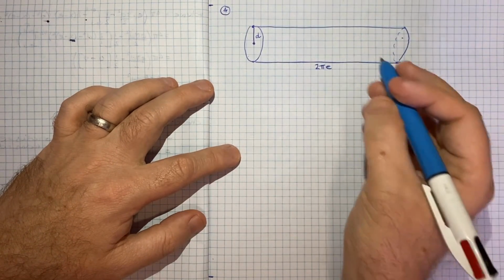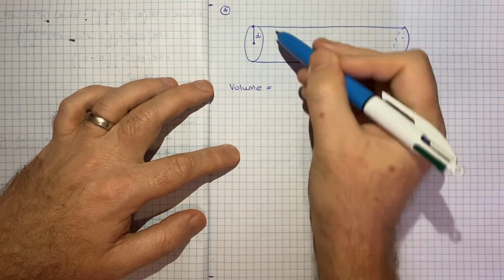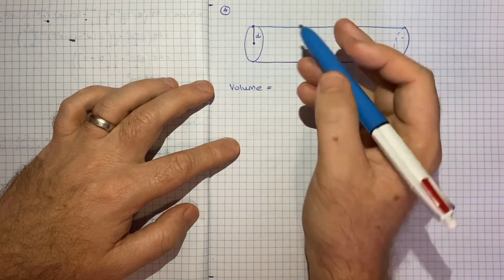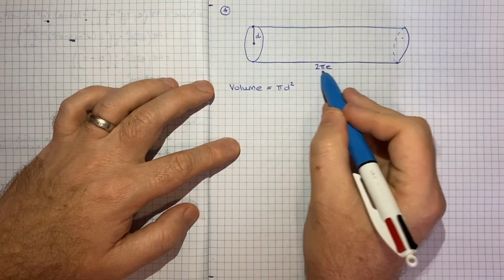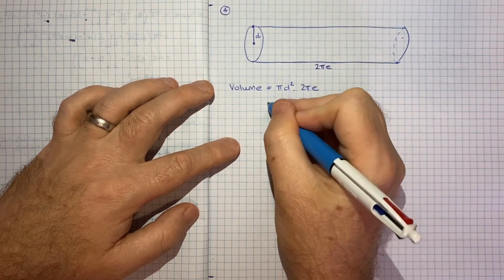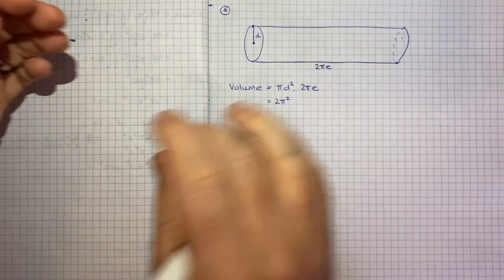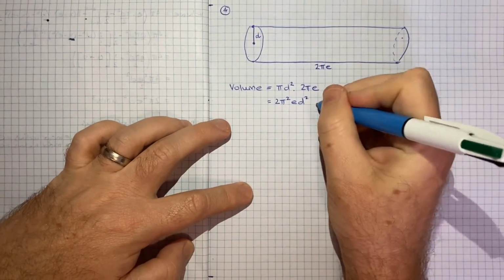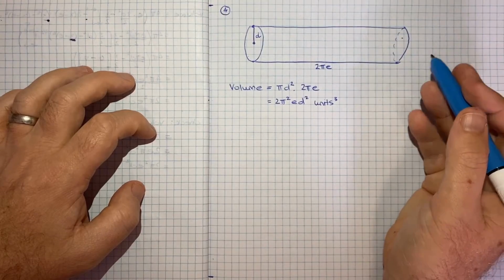So we know the volume of a cylinder. The volume of a cylinder is equal to the area of the face times the height. In our case, the area of the face would be pi times the radius squared, so that would be pi d squared. And then the height we've just deduced is 2 pi E. So let's bring this together. We'll get 2 pi squared, and I'll just write, just to have it in the same order, E d squared, and then units cubed. And that's it. That's how you tackle that question.